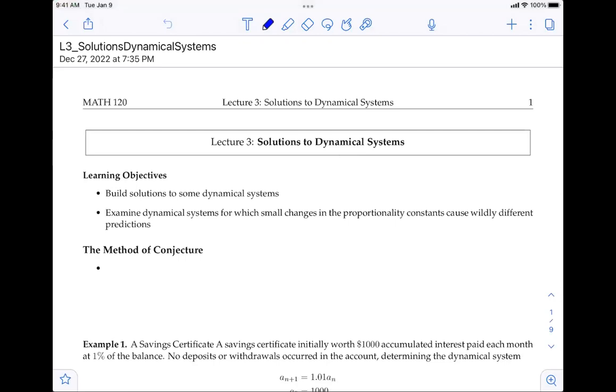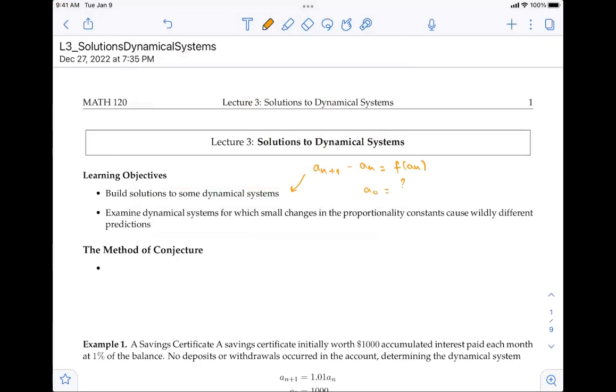Again, a dynamical system consists of two equations. The first one is the difference equation, and the second one is the initial condition. So let's quickly remind ourselves what a dynamical system is. It consists of two parts: a sub n plus 1 minus a sub n equals f of a sub n, and the a0 value. Depending on the problem, you have different values for the initial conditions.